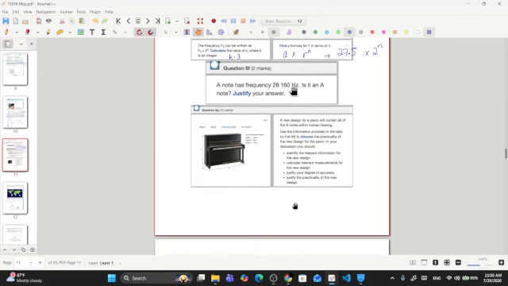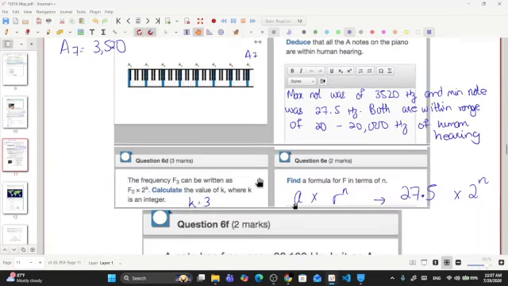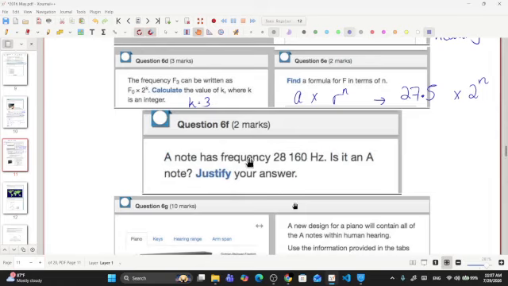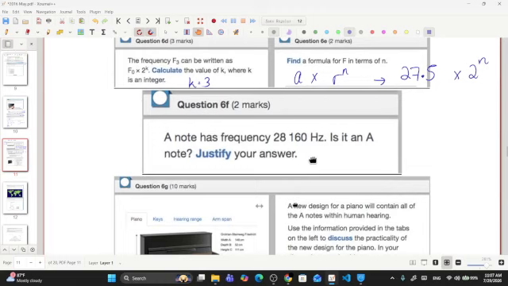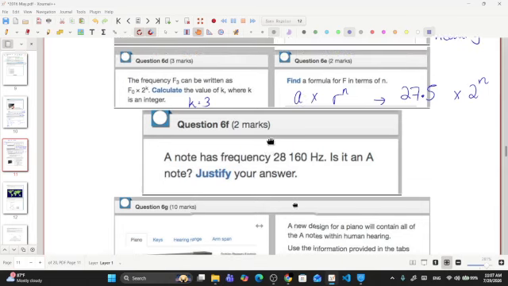A note has frequency 28,160. Is it an A note? Justify your answer. Okay, this is a very critical question. Usually, whenever it says justify your answer, you have to use the formula from the previous part, the one with 27.5. So basically this part is the one that's supposed to be used.